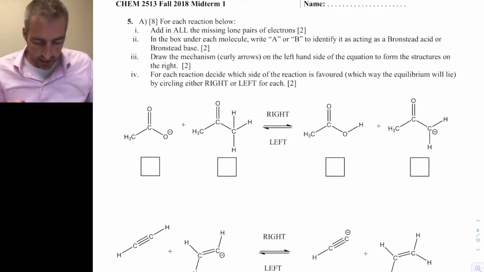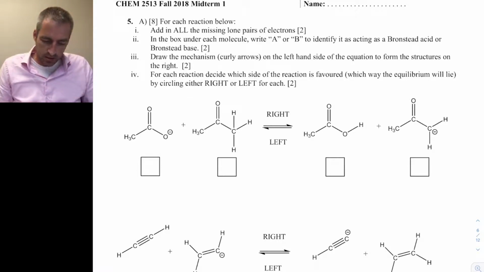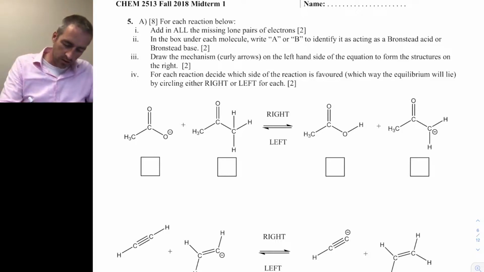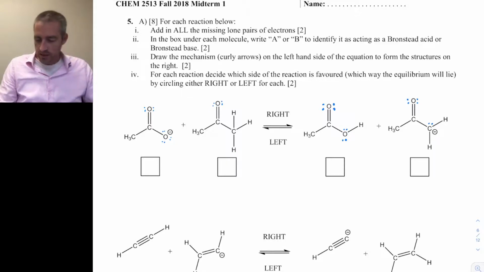For all of the following, add in all of the missing electron pairs. Okay. In the box under, write A or B to identify if it's an acid or base. 3, draw the mechanism curly arrows. 4, for each reaction decide which is favored. All right. Lone pairs first. We want to give everything an octet. Hopefully you can see those little dots going in. I'll make them bigger over here. The oxygens we need to give either 2. That carbon needs a pair of electrons to give it a negative formal charge.